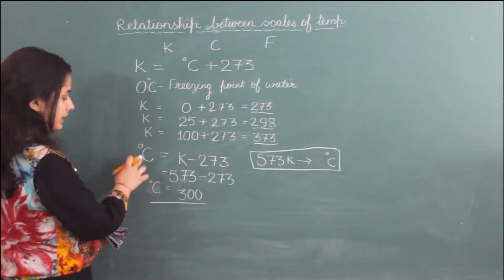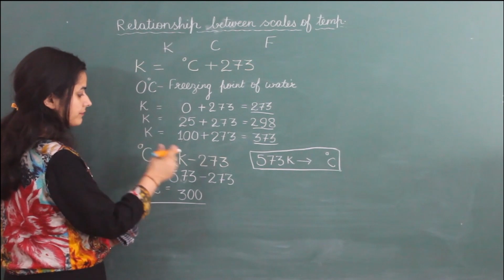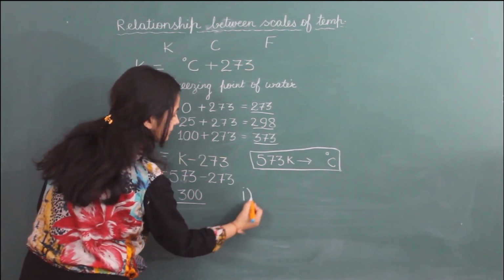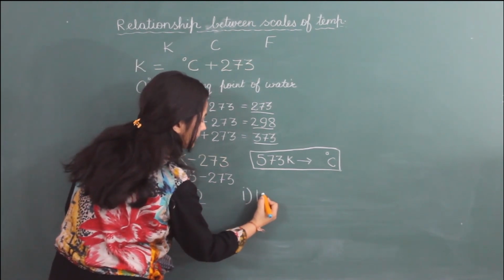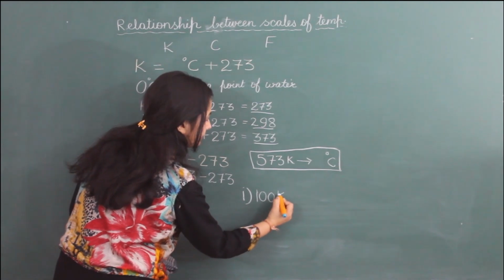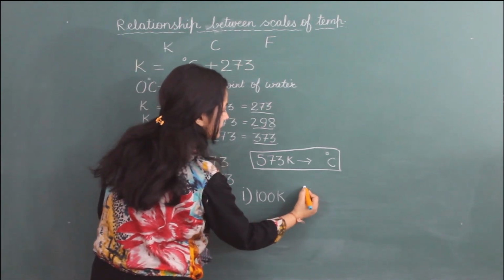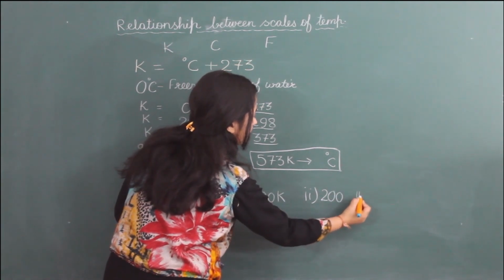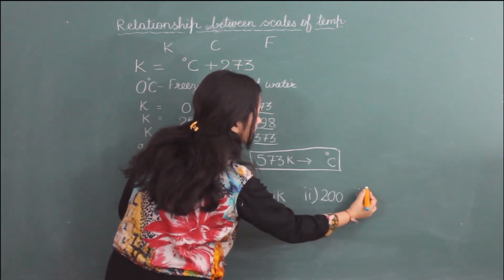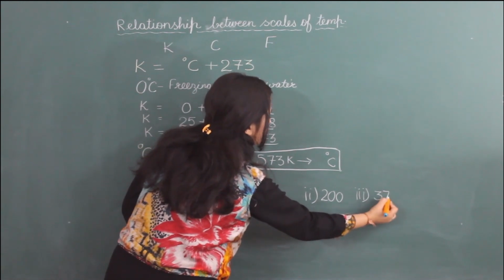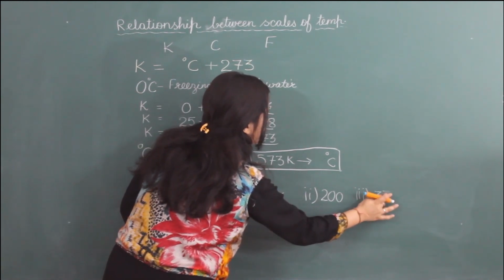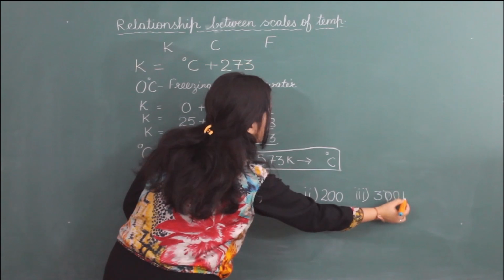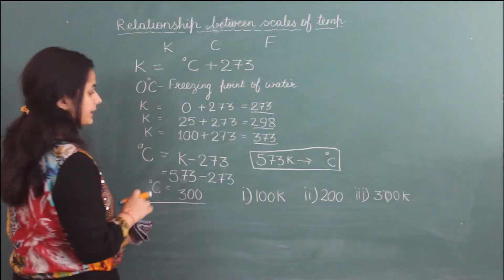Now I will give you a numerical for this. Write first 100 Kelvin, second 200 Kelvin and third 300 Kelvin. Convert these values into degree Celsius.